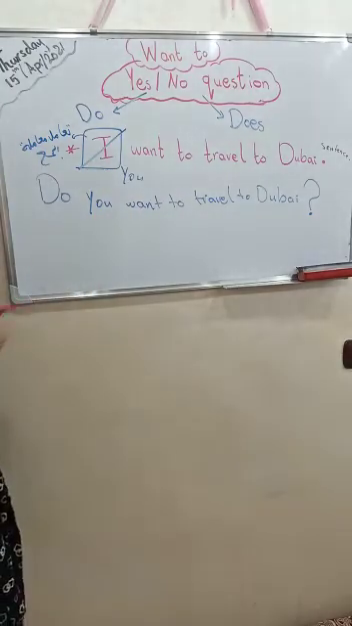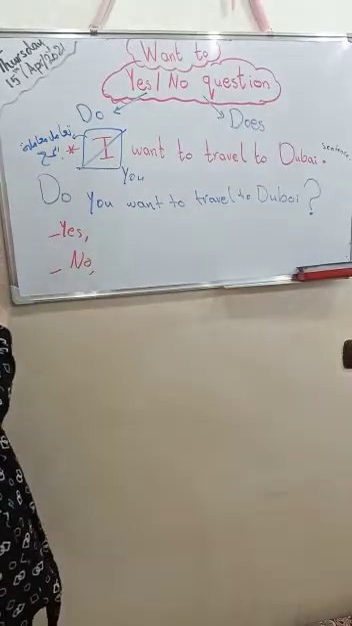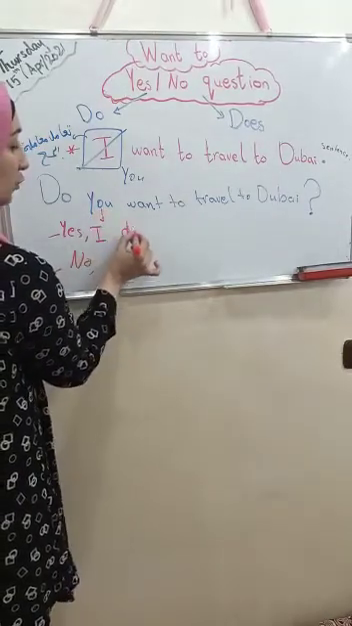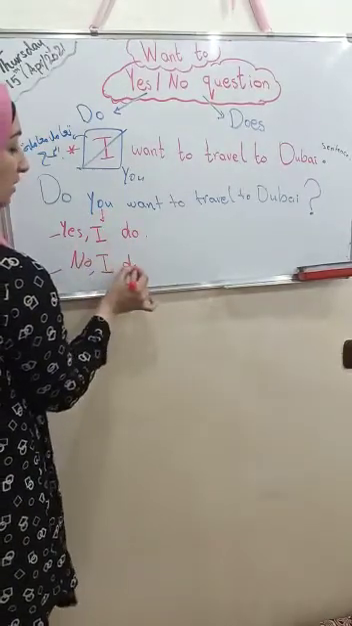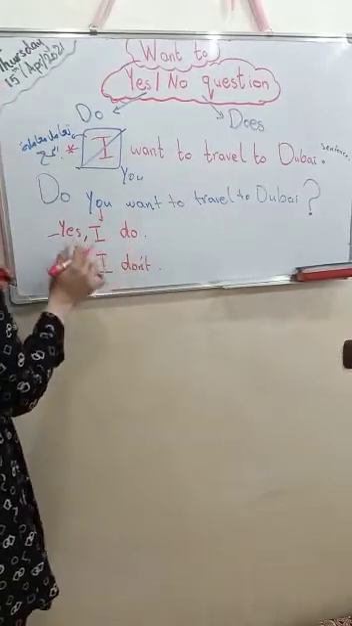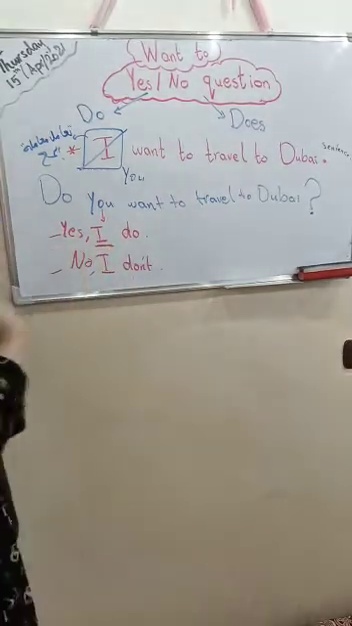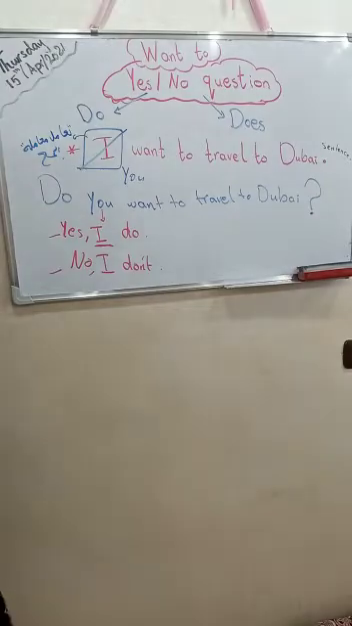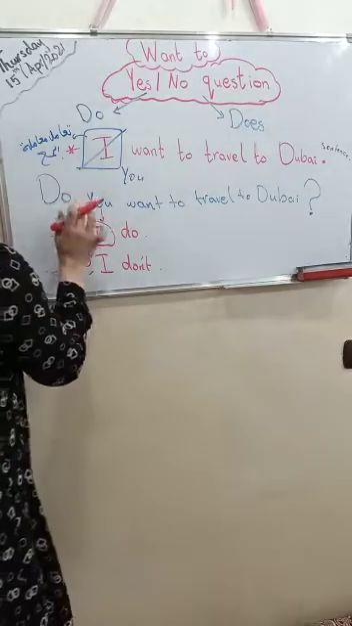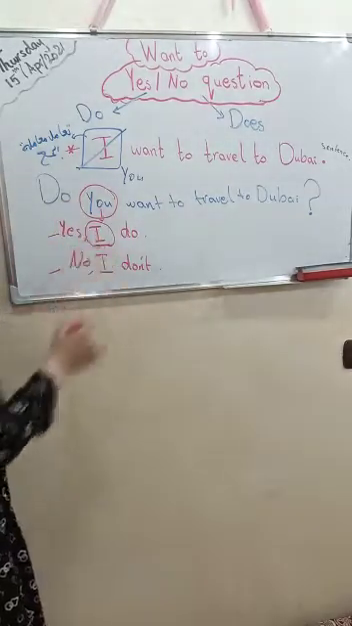Now you have to answer either yes or no. طبعا هون يا ثالث بدي أجاوب عن حالي. So yes, what? Yes, I do or no, I don't. Okay, I talk about myself here. So you have to use the pronoun I because I am talking about myself. In the question, you have to use the pronoun you. In the answer, you have to use the pronoun I.